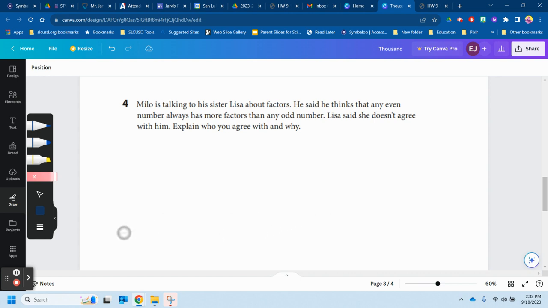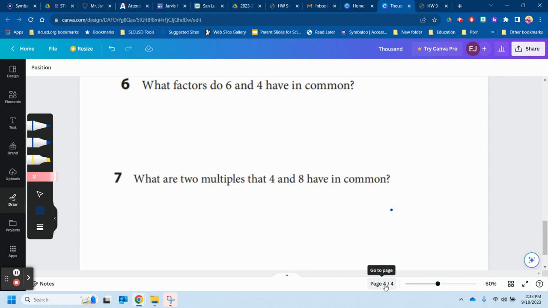The only part of Milo I agree with is you do always have a number times 1, and you'll have at least 2 factor pairs if it's even. But it doesn't hold true with all the numbers, as in the case with 42. So the next one, we'll be doing this a lot in middle school. What factors do 6 and 4 have in common?